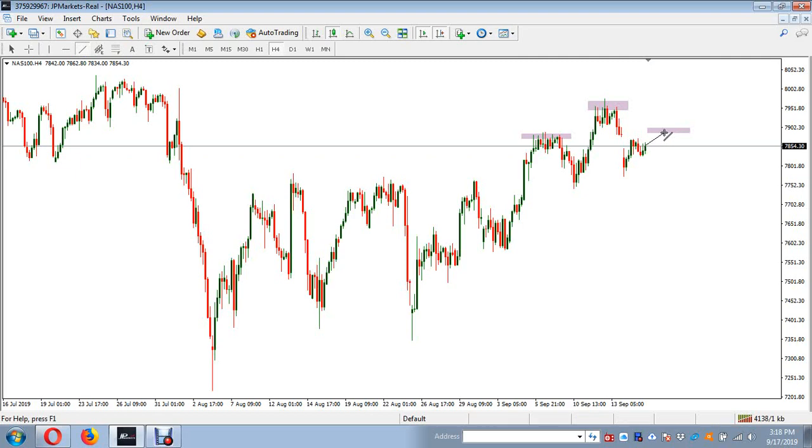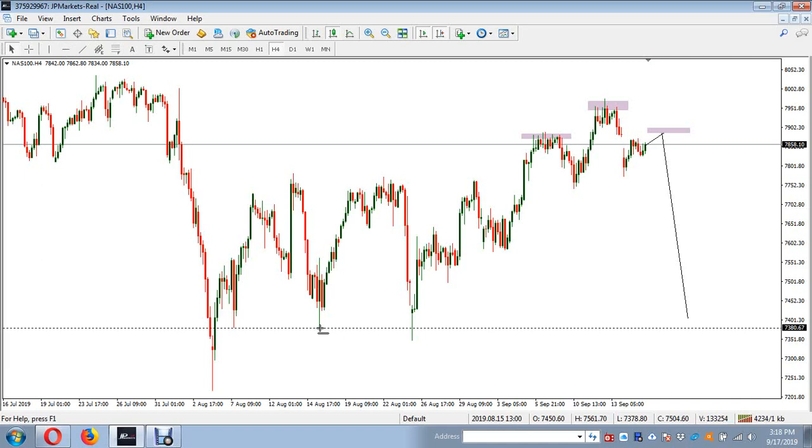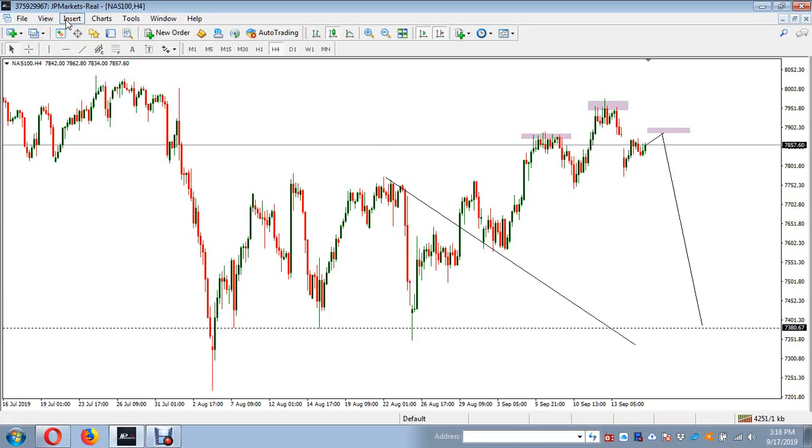It can come here, complete this head with a spike, and after that come all the way here, all the way here. Okay, so now this is the next resistance level. Now let's see if we have got the trend lines that form a confluence to support that analysis. Yes, this is a confluence zone here.